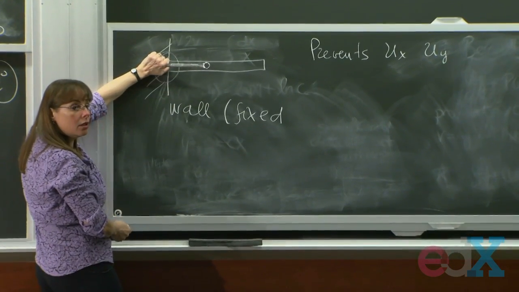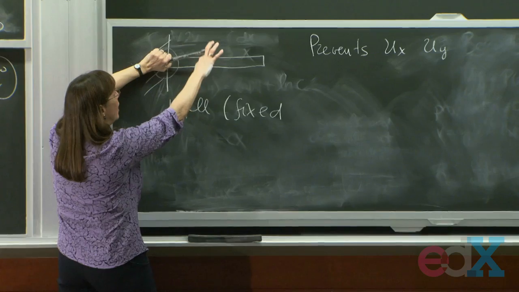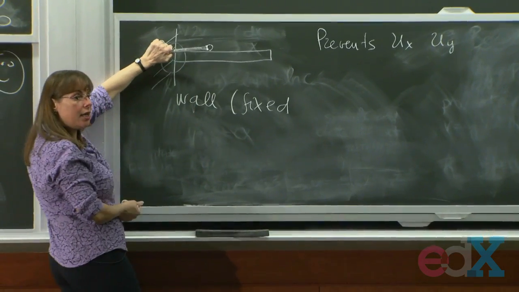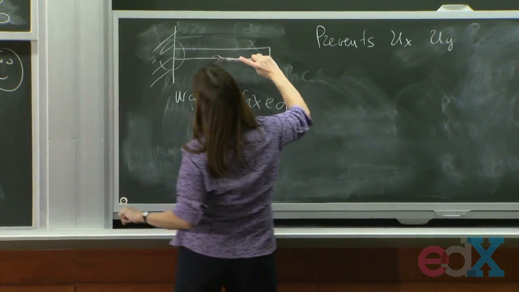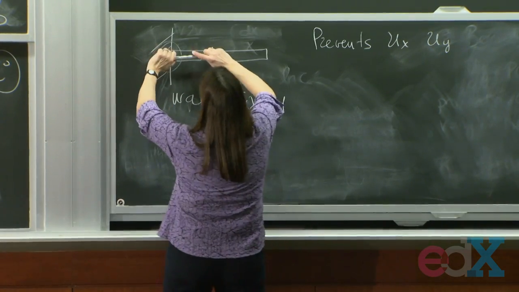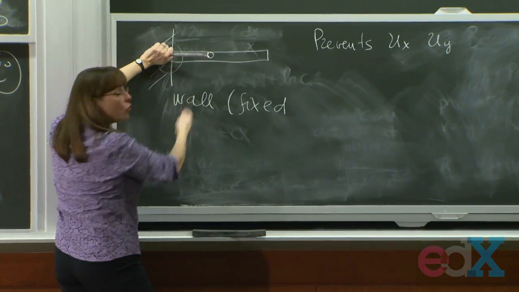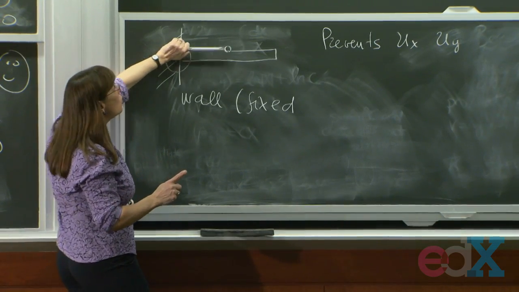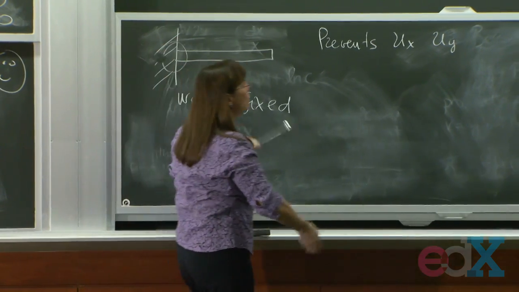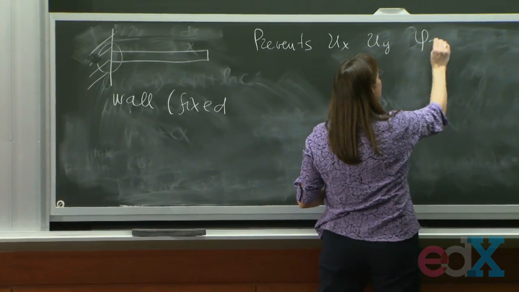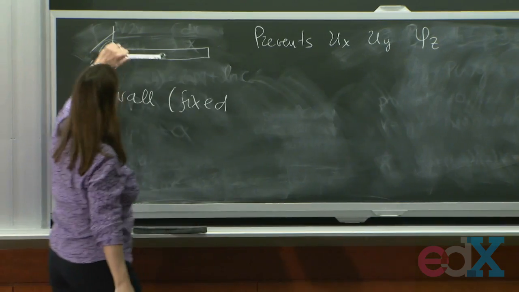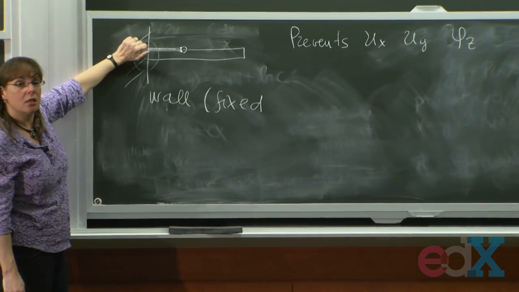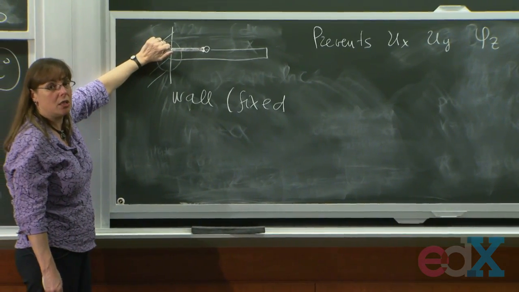I'm holding it. The wall also prevents any rotation right here at the wall. If you imagine that you stuck this into the wall, this thing is not moving, it's not rotating. It's not just not translating. It's also not rotating. You see that? So it prevents any rotation along the z-axis.